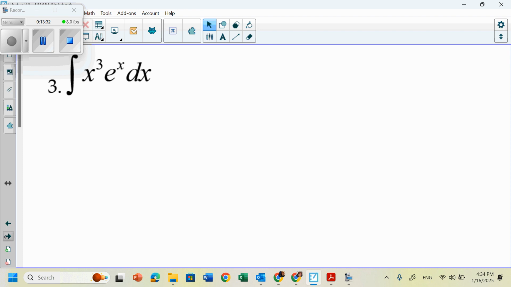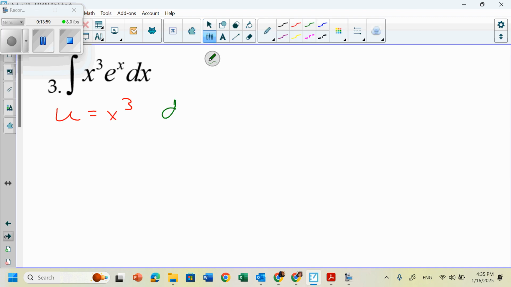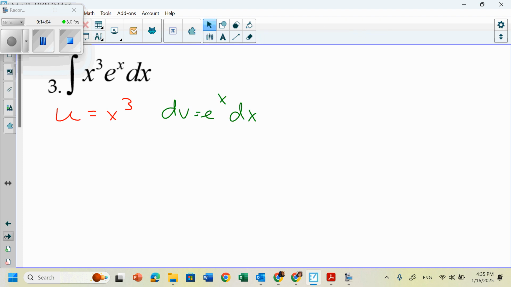The derivative of e to the x is e to the x. The integration of e to the x is e to the x. So that can go either way, but it's going to be easier to derive x cubed than it is to integrate x cubed. So we're going to derive it. So we're going to say u equals x cubed, then dv equals e to the x dx. So du is equal to 3x squared dx. V is equal to e to the x. Hopefully everyone's okay with that.